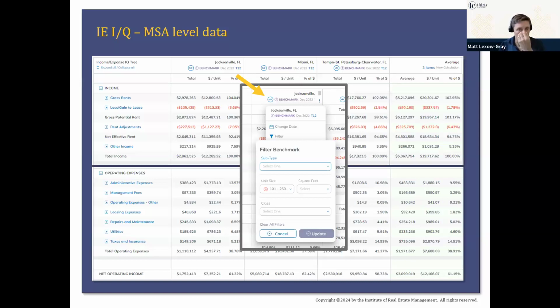and have it available for you. You can dial in based off of parameters if you're looking at square footage or a unit to really dial in a little bit closer to the asset that you're looking to benchmark against. That helps you pull that in.